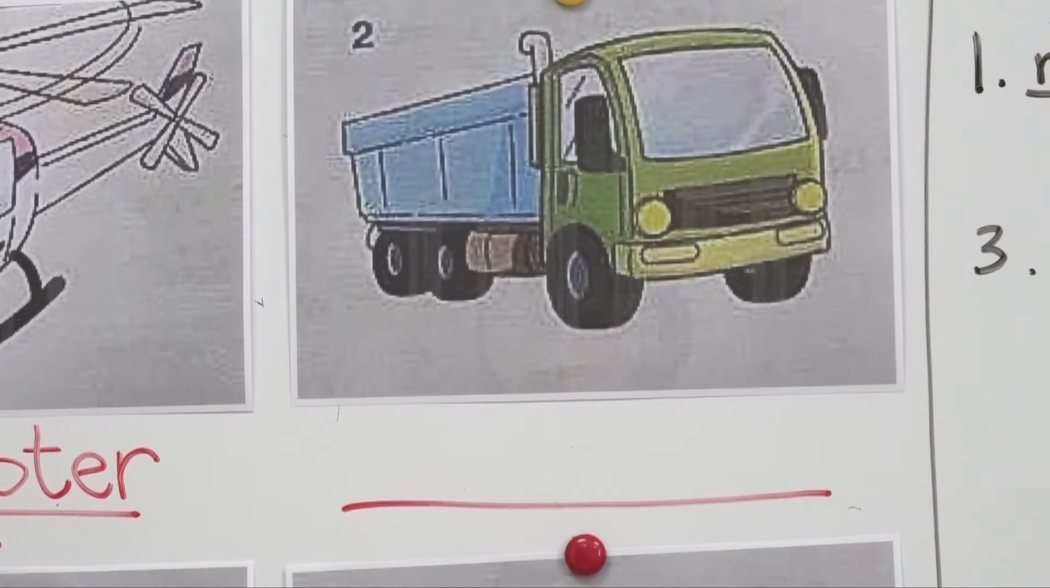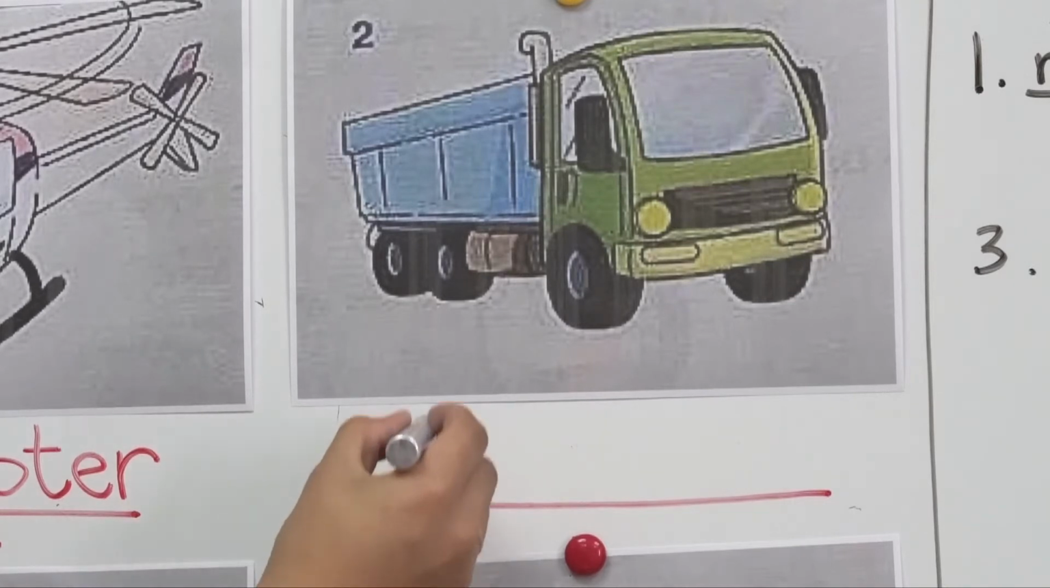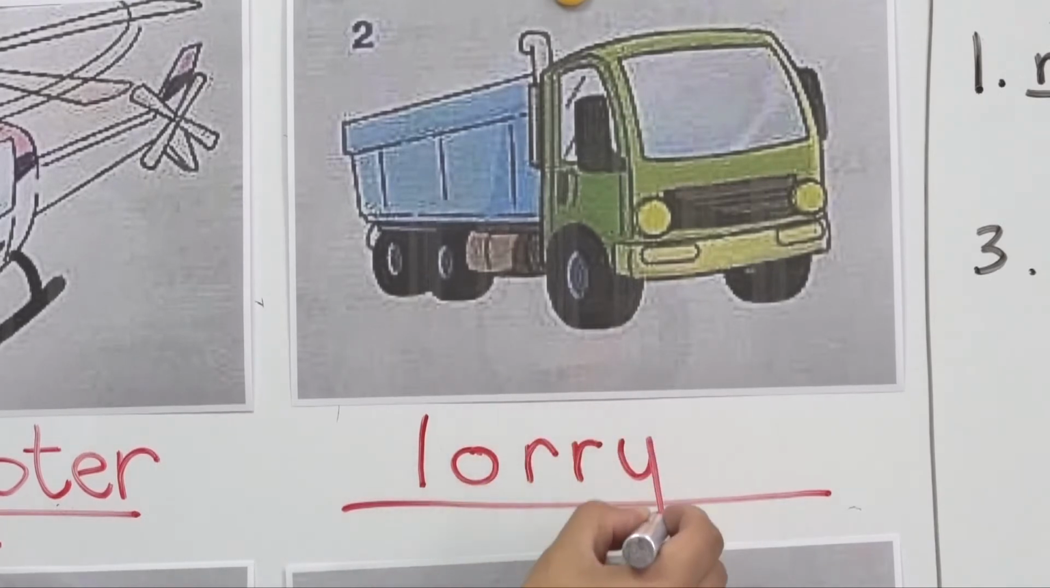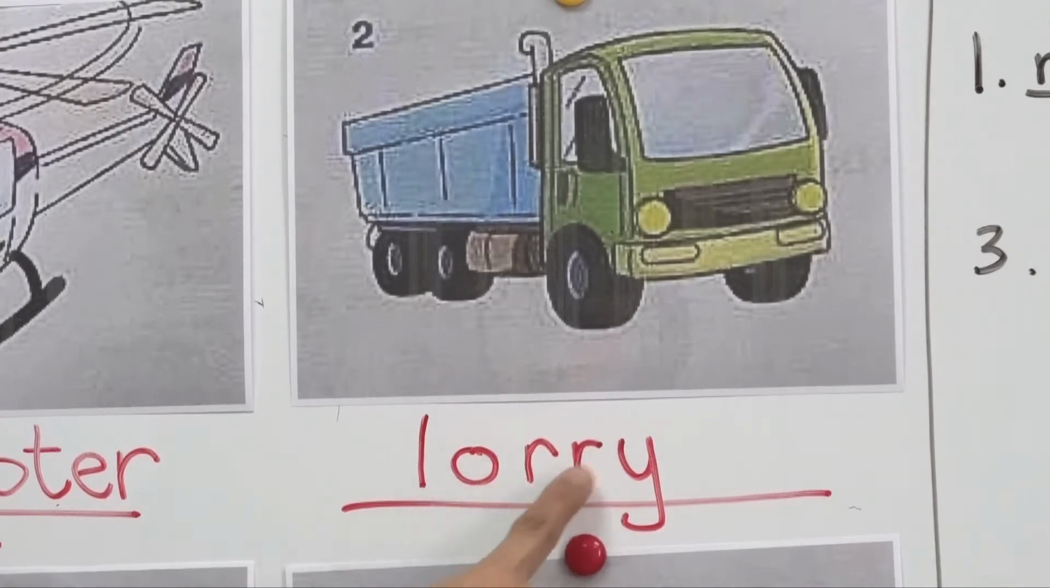Okay, so for number 2, the girl doesn't know what it is, right? She says, I don't know what it is. And then the teacher says, it's a lorry. Can you try to say it with me? 1, 2, 3. Lorry. So how do we spell lorry? The teacher said it was L O R R Y. She also said a special word, L O double R. What does double mean? Double means 2. So double R, 2 R's, then Y. L O double R Y. Alright? Write it down please in your books.